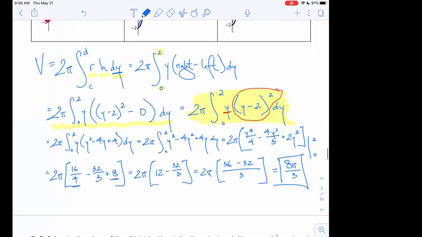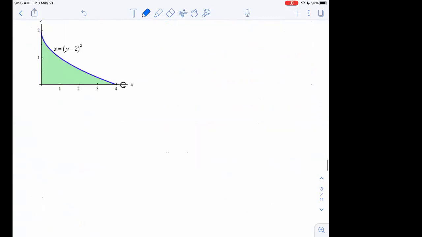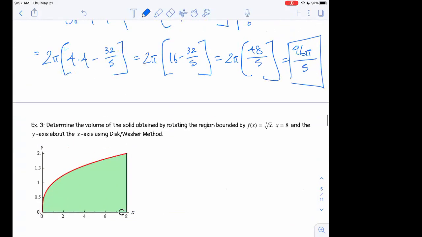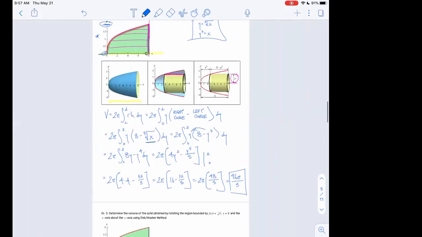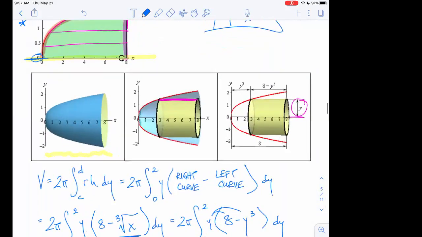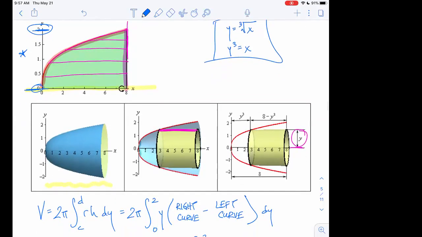So what I want to do is go back to example number 2 for a moment. Example number 2, the question said to set up and solve using shell method. And so we drew our axis of revolution, and we drew our lines that were parallel to our axis of revolution. And then we decided it was going to be a dy situation because our shells were growing along the y-axis.